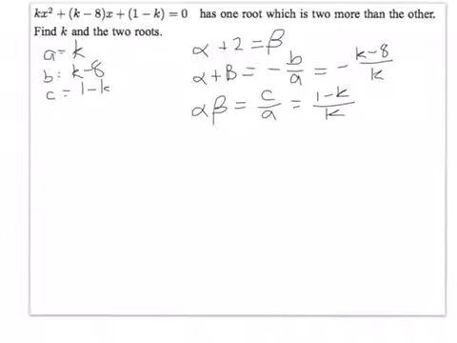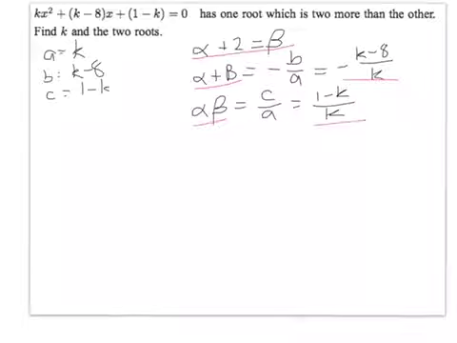Now, from here, we just need to do some normal row reductions, so elimination, substitution, whatever we need to do in order to be able to solve, because you'll note that I have 3 equations. Alpha plus 2 equals beta, alpha plus beta equals negative k minus 8 over k, and then alpha times beta equals 1 minus k over k. So at this point, it's just solving, all right, which is what we're going to go ahead and do right now.